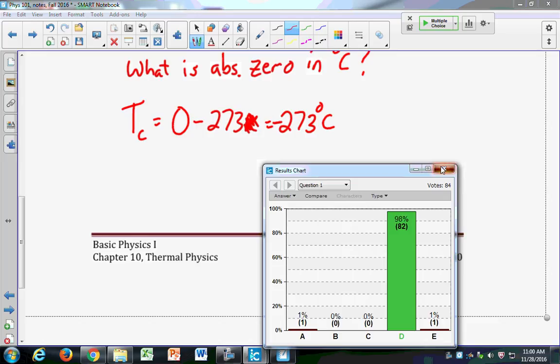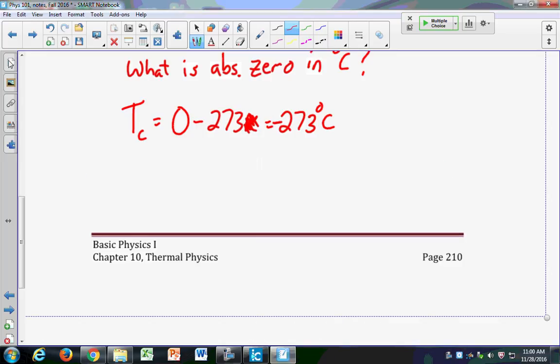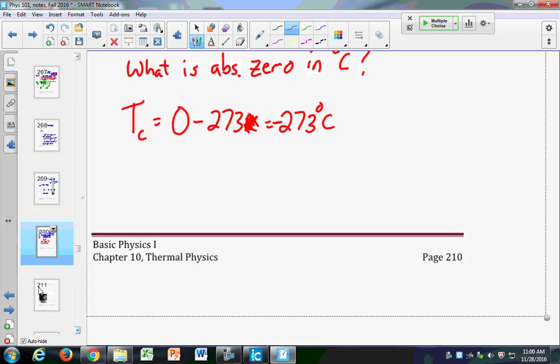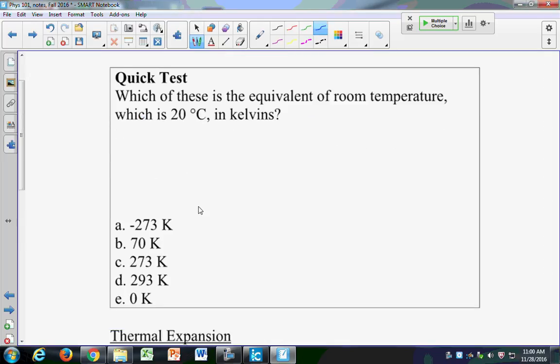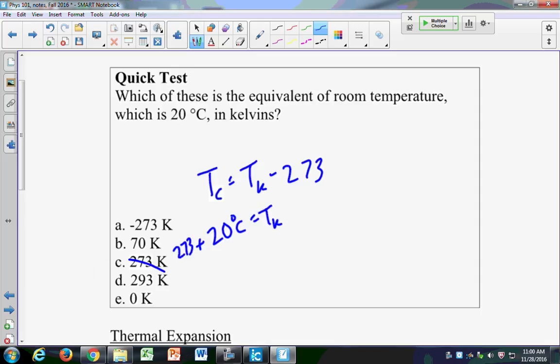Let's see if I get to the next page. Okay, good. So here I want to know what the temperature is in kelvins. My T Celsius is T Kelvin minus 273, and I say 20 degrees Celsius is what in Kelvin? I'll add 273 to both sides, and I get 293 Kelvin. So if you're ever out and it's a nice day, you can say, man, it's like 293 out here, right?